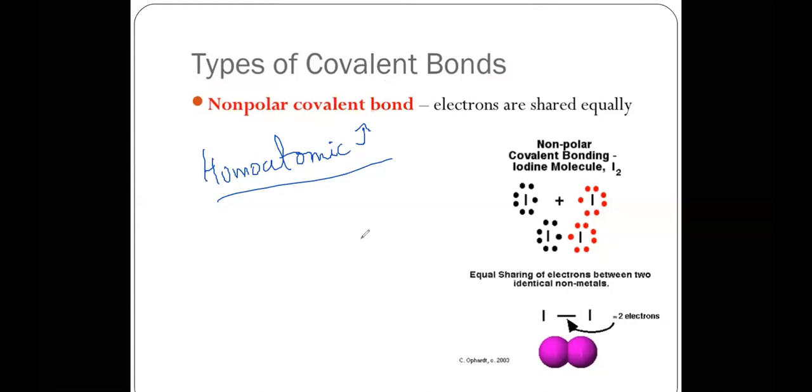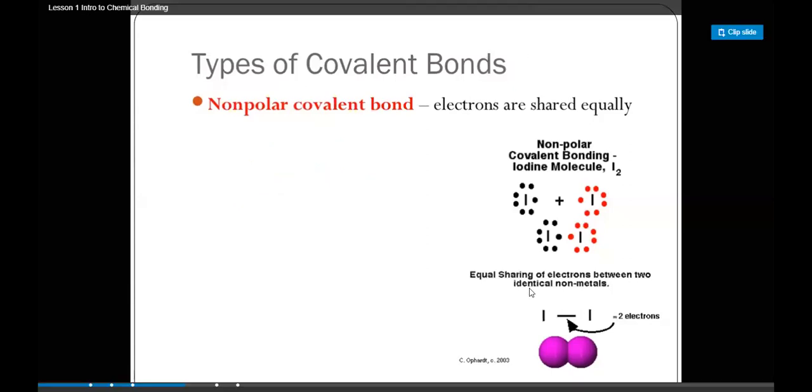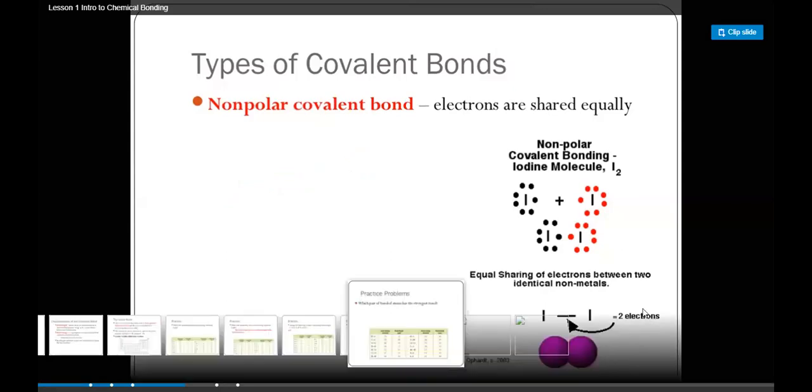You can observe that here. In the case of the iodine molecule, there is equal sharing of electrons between the two identical non-metals. How much are they going to share? They share one electron each. So totally they share 2 electrons and form a bond. A single bond, as I told you, consists of 2 electrons.